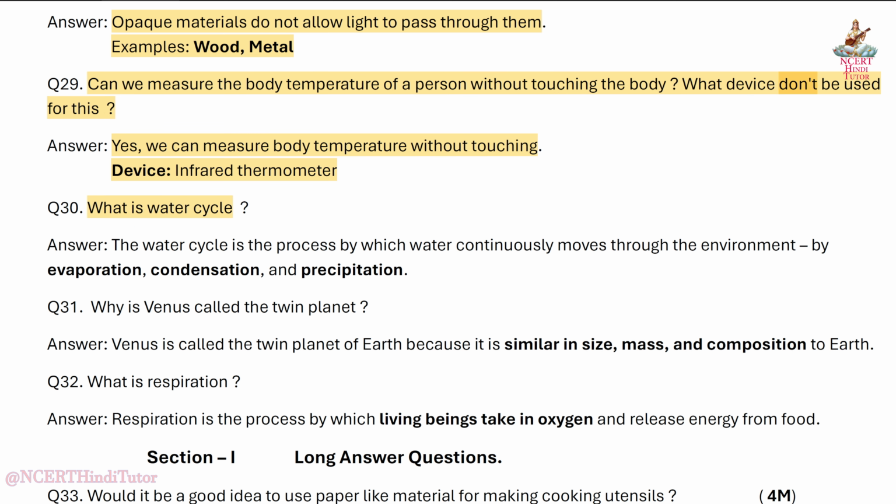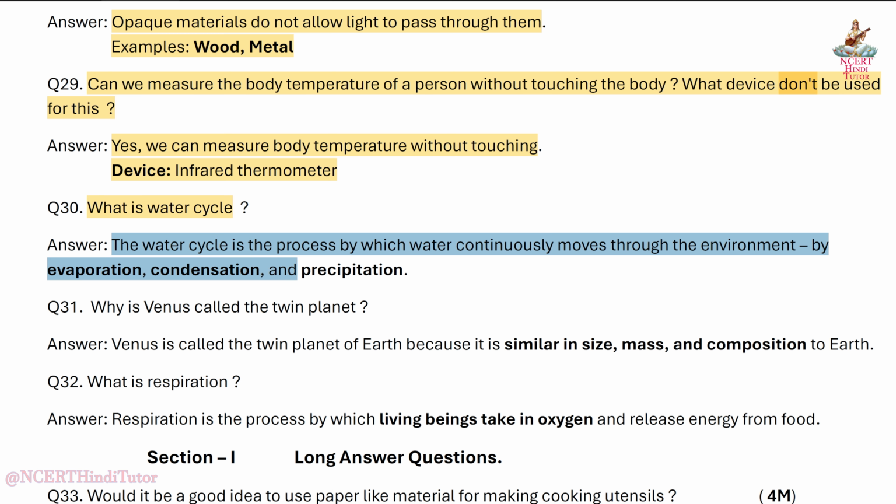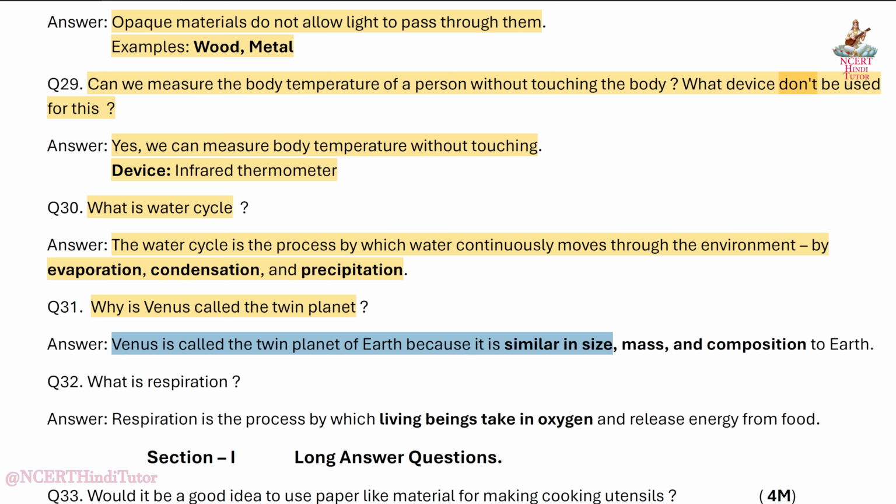Question 30. What is water cycle? Answer: the water cycle is the process by which water continuously moves through the environment by evaporation, condensation, and precipitation. Question 31. Why is Venus called the twin planet? Answer: Venus is called the twin planet of Earth because it is similar in size, mass, and composition to Earth.